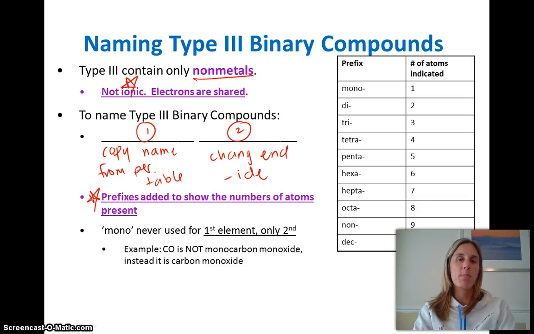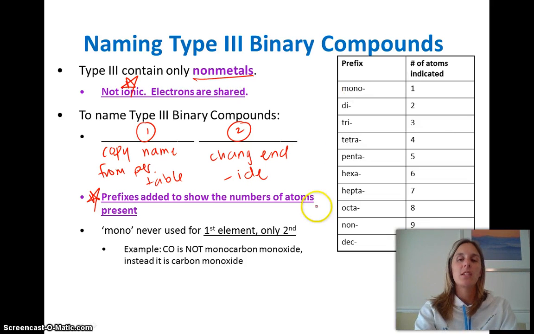Because since they don't make positive and negative charges, there's no way for us to figure out based on math how many of each element should be present in the compound. So the name gives us the exact number. So all these prefixes indicate how many atoms are present. So if you see the prefix mono, that means you have 1 element. Di means 2, tri means 3, tetra means 4, penta means 5, hexa means 6, hepta means 7, octa means 8, nona means 9, and deca means 10.